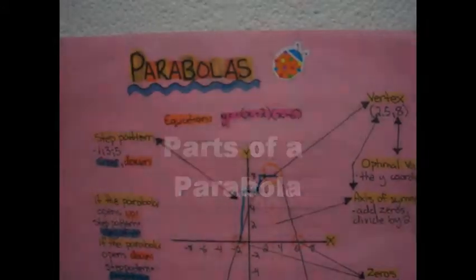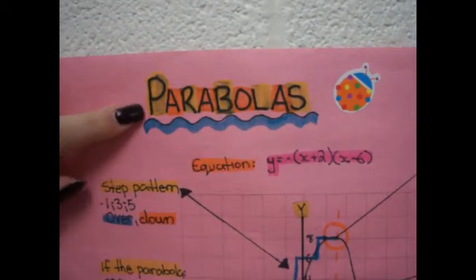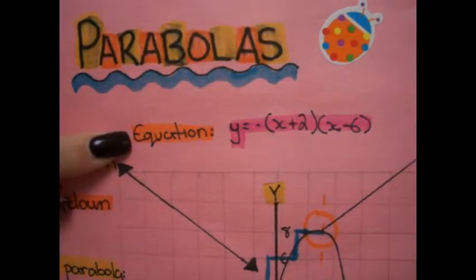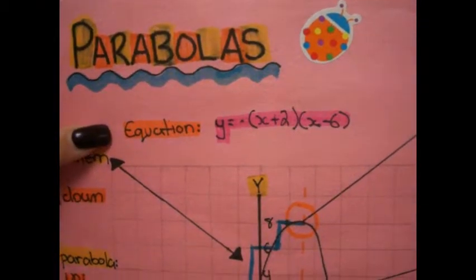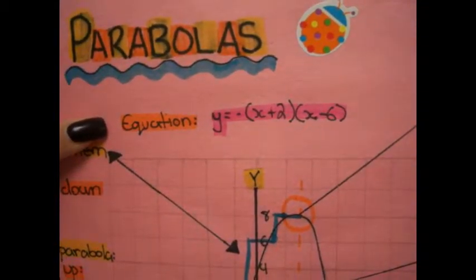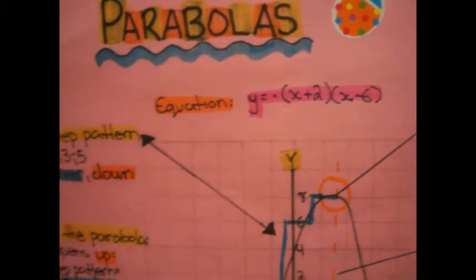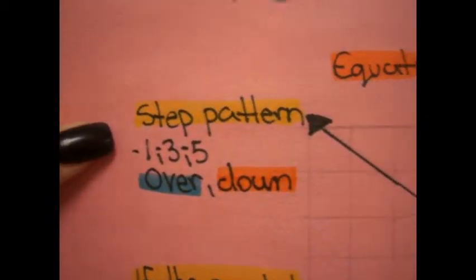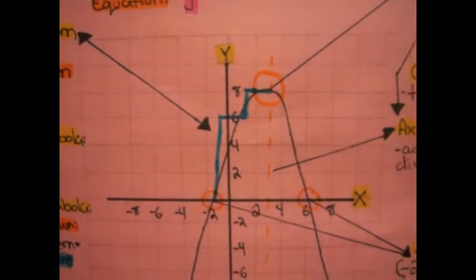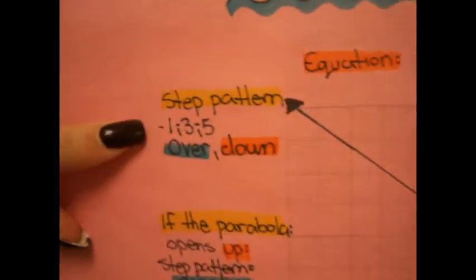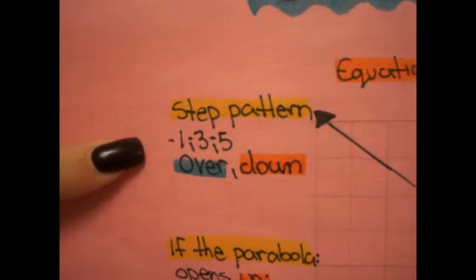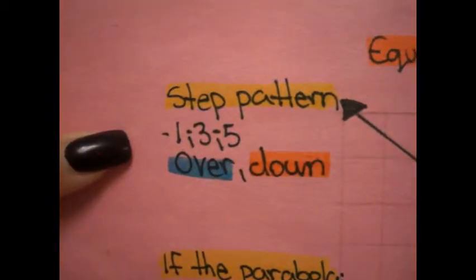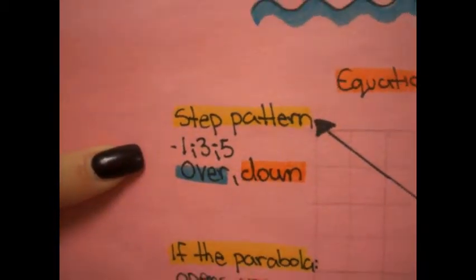Next, we're going to be talking about parabolas. For our parabola, the equation is y equals negative (x plus 2)(x minus 6). The step pattern in our case is negative 1, negative 3, negative 5. You go over and down. If the parabola opens up, the step pattern is positive. And if the parabola opens down, step pattern is negative.